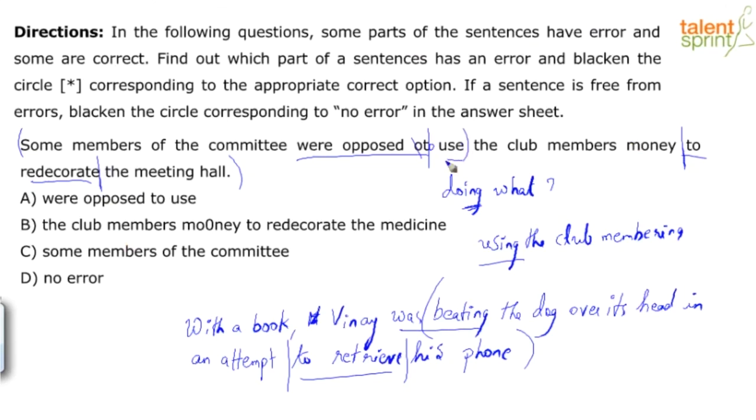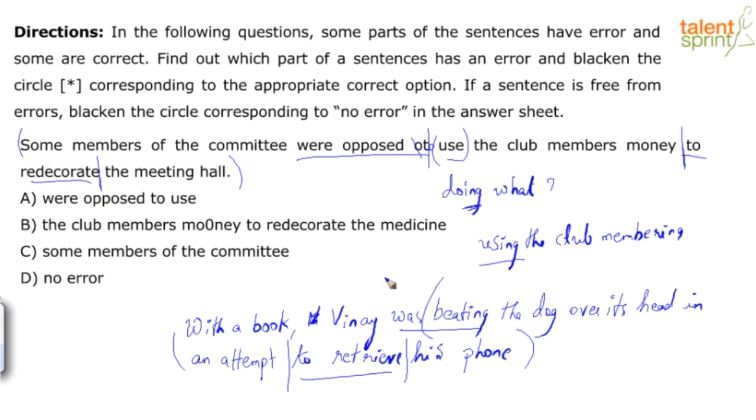But here, use is not in the right form. I need a gerund form. Right? Answering the question, doing what? So I just gave you another example. So with the book, Vinay was doing what? Beating the dog over its head. So beating here is functioning like a gerund.